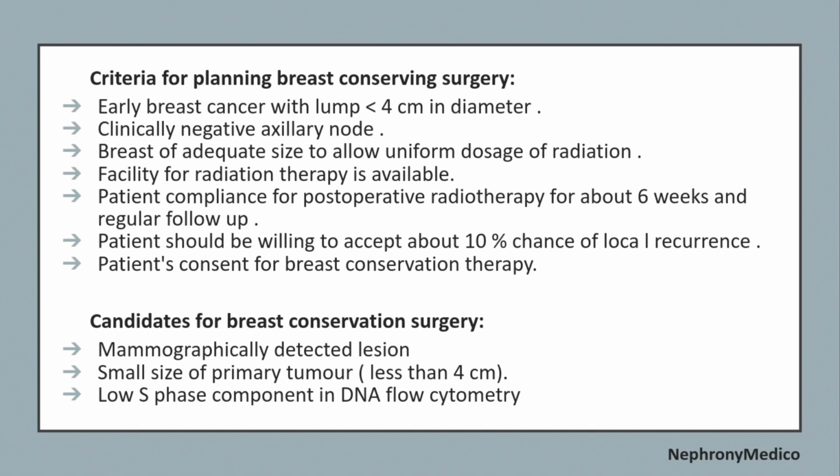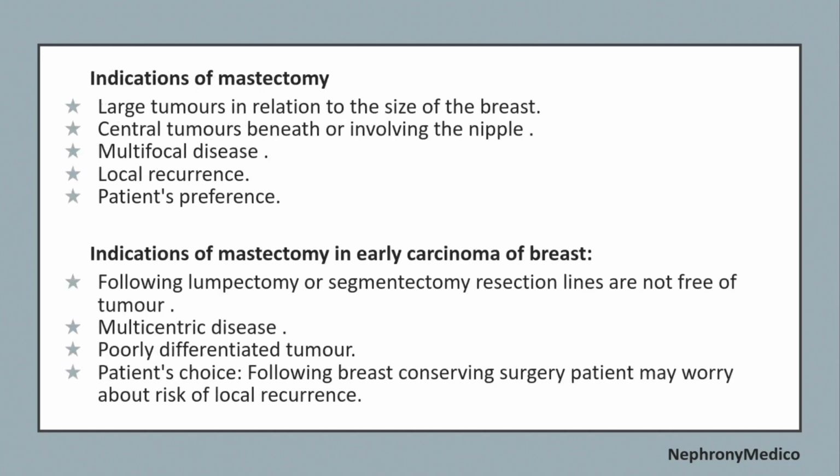Who are the candidates for breast conservation therapy or surgery? Mammographically detected lesion, small size of the primary tumor lesser than 4 cm, and low S phase component in the DNA flow cytometry. Now, indications of mastectomy: large tumors in relation to the size of the breast, central tumors beneath or involving the nipple, multifocal disease, local recurrence, and patient's preference. Indications of mastectomy in early carcinoma of the breast: following lumpectomy or segmentectomy, resection lines not free of the tumor, multicentric disease, poorly differentiated tumor, patient's choice.